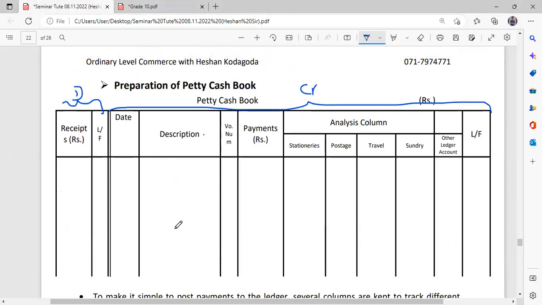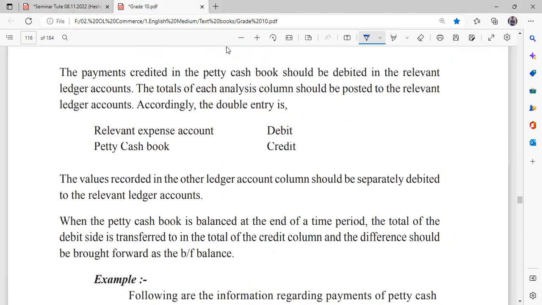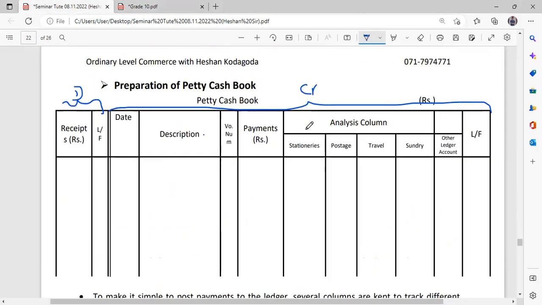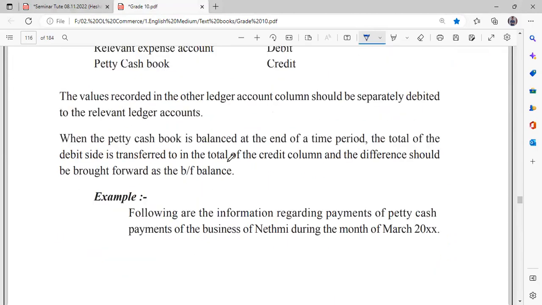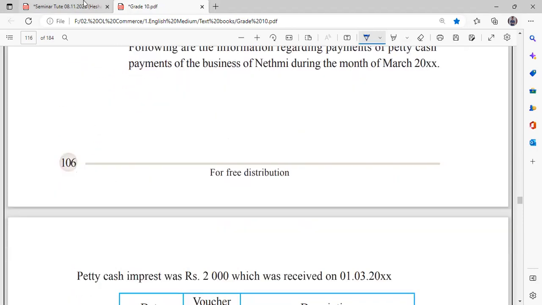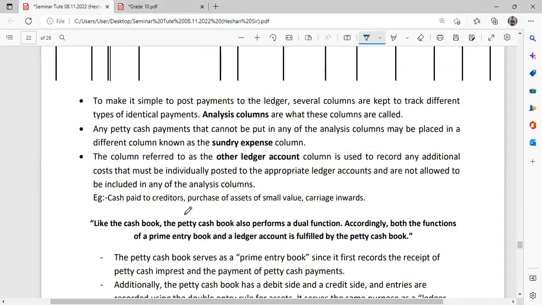This implies we need to take the petty cash book balance brought forward to our trial balance as well. Understand? Because it performed the ledger account function, right? The value recorded in the other ledger account column should be separately debited to the relevant accounts. When the petty cash book is balanced at the end of the time period, the total value of the debit side is transferred to the total of the credit column, and the difference should be brought forward as the balance brought forward, right?